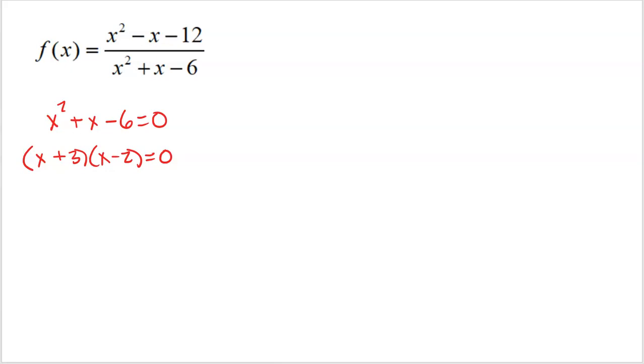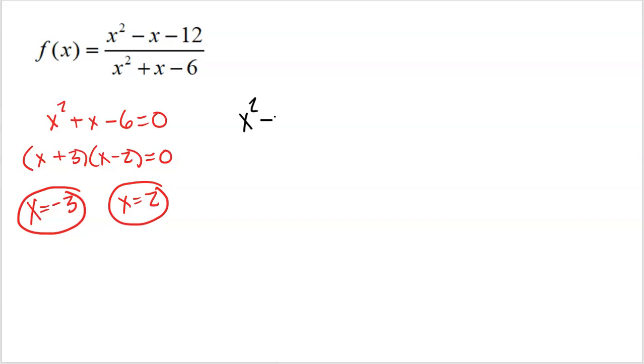X times x is x squared. 3 times -2 is -6. 3x on the inside, -2 on the outside makes the x in the middle. So this means that x equals -3 will turn the denominator into 0, and x equals 2 will turn the denominator into 0. But don't stop there, because remember, if you also turn the numerator into 0, you're not a vertical asymptote either. So even though I'm emphasizing vertical asymptotes are numbers that turn only the denominator equal to 0, to make sure it's only the denominator, you do actually have to check the numerator as well.